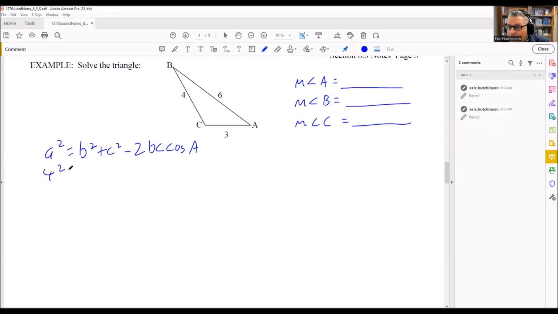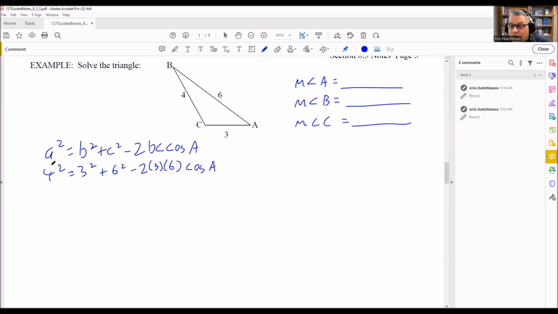So this is 4 here. So 4 equals, the B is going to be 3. And then the lowercase c is going to be 6, since that's opposite the capital letter C. Now we're going to put in the 3 and the 6 here as well. And now we need to solve for cosine A.